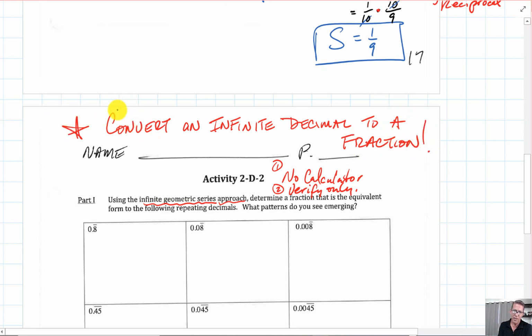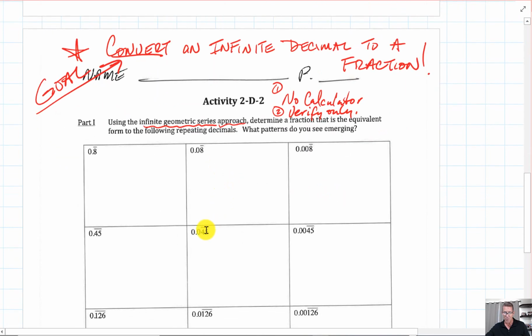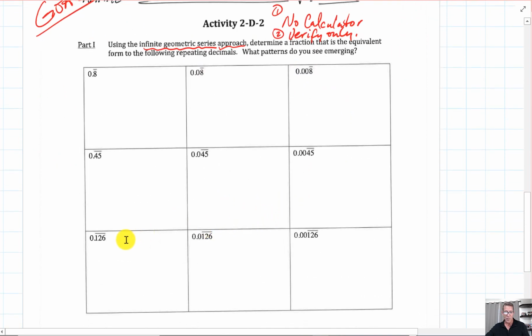Okay, let me write down the goal. So this is the goal: Convert, underline that word. Okay, so before we get to that, I think it might be appropriate if we do a few more examples, because sometimes 2 digits repeat, like in the next set of examples here, 0.45 repeating, 0.045 repeating, and then sometimes 3 digits repeat, and sometimes 4 digits repeat, and so on.